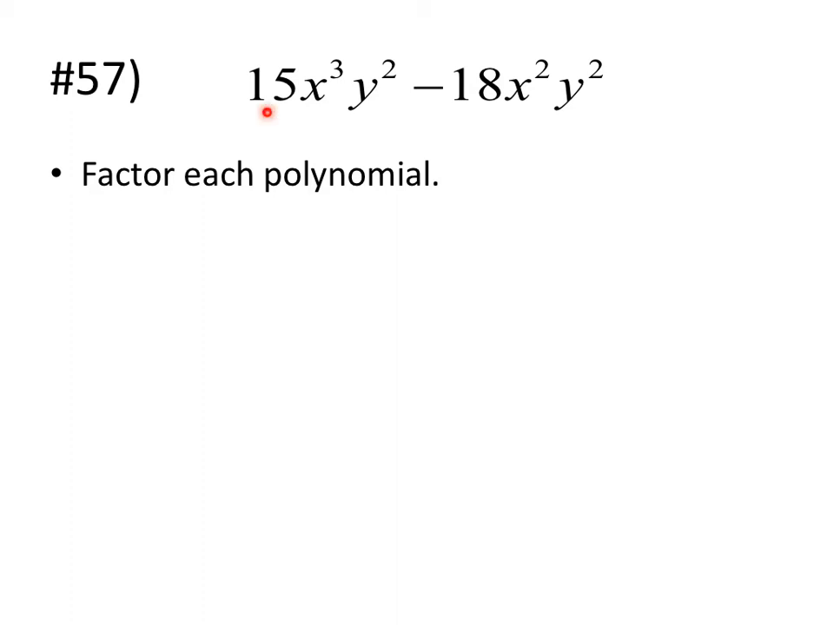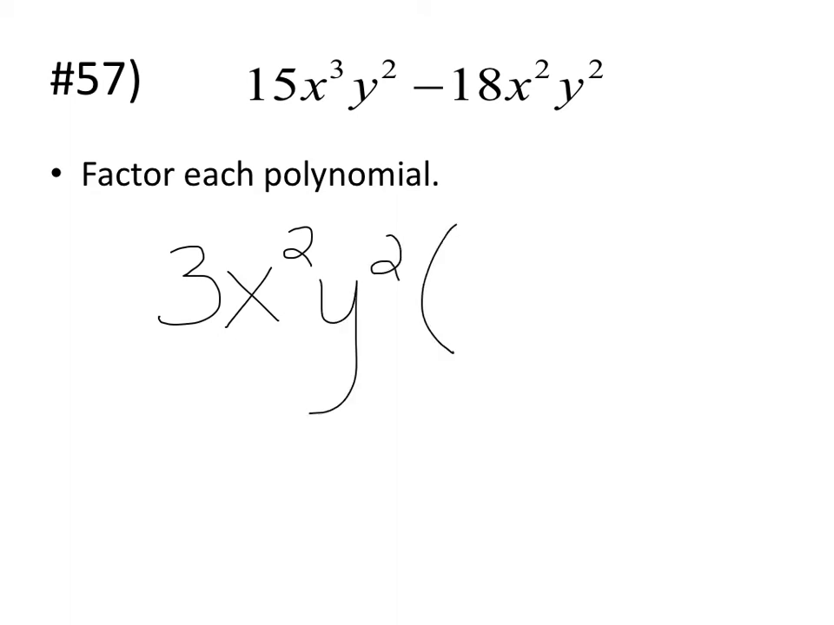All right, now, this is just a matter of factoring out the GCF. So what do 15 and 18 have in common? The largest number they have in common is 3. So you're going to factor out a 3. And then what do x cubed and x squared have in common? The largest thing they have in common is x squared. And what do y squared and y squared have in common? Well, they have y squared in common. So what's left if I factor out 3x squared y squared from 15x cubed y squared?